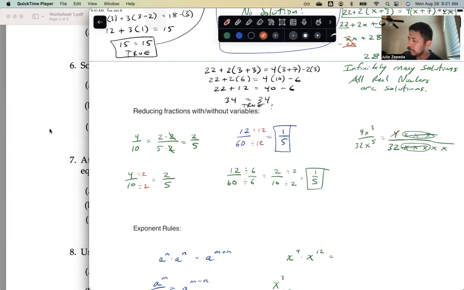4 and 32 are both divisible by 4, so I can reduce that. And it looks like it reduces to 1/8x squared. There are 2 x's left in the denominator.